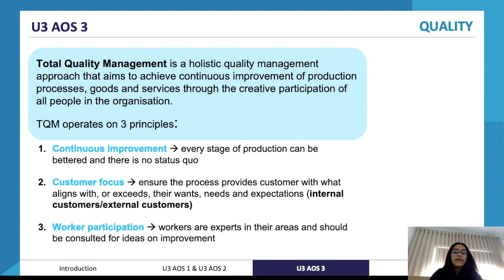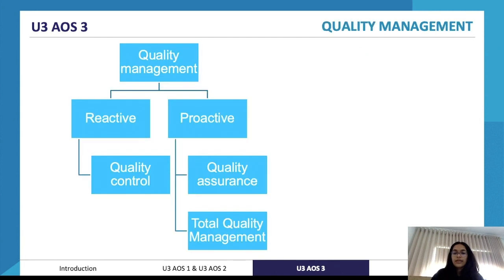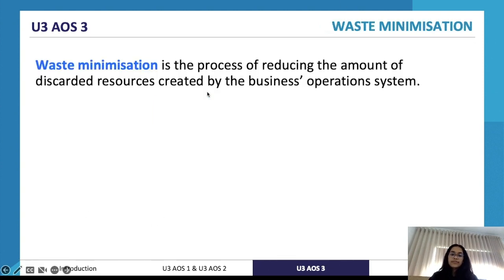So ensuring that maybe meetings are conducted with workers every fortnight or monthly, where it provides an opportunity for workers to express their ideas, their inputs for quality, what they've noticed, things that they think could be developed and worked on, and the business can then take on that feedback and use that to improve quality. With quality, you should be aware of the reactive versus proactive approaches. With reactive, the only one you have is quality control, but the other 2 are proactive.